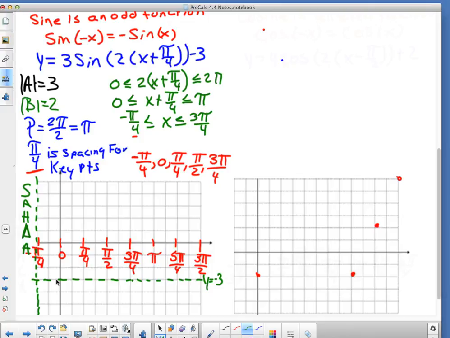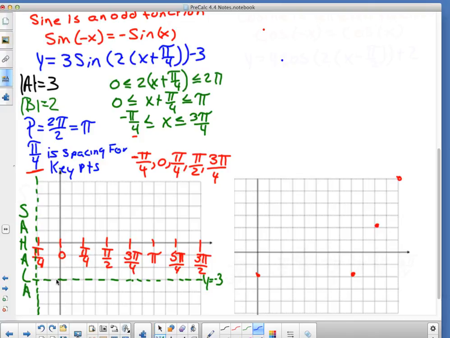Axis, low axis. So we start on the axis, we go high, we go back to the axis, we go low, we go back to the axis. Okay, so now, starting on the axis, let's get a different color.